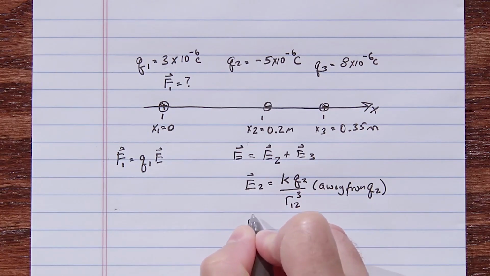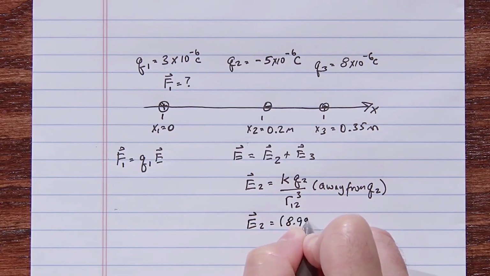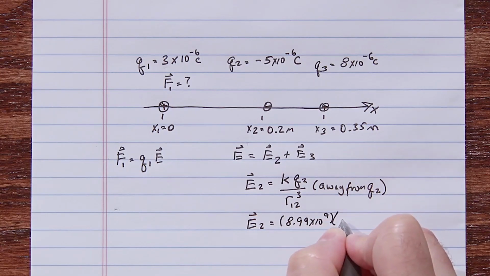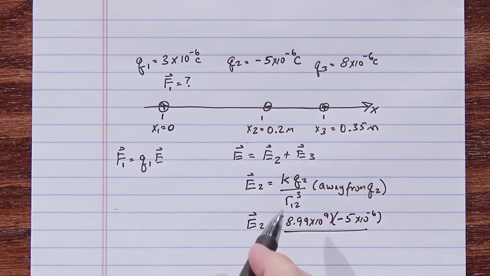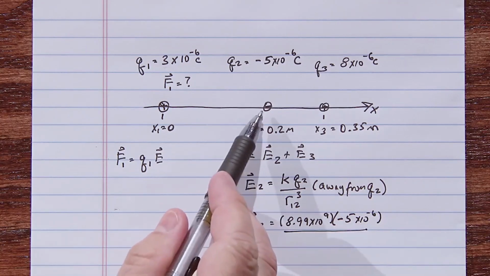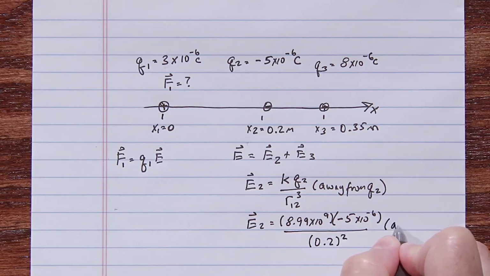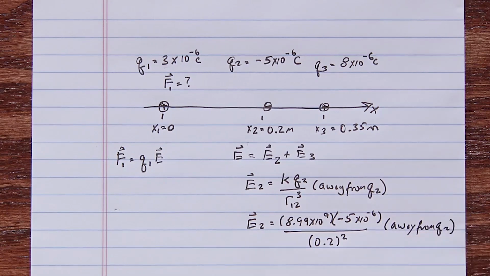Let's put some numbers in there. The electric field from charge 2 is K, which is 8.99 times 10 to the 9 times Q2, which is a negative 5 times 10 to the minus 6, divided by the separation between charge 2 and charge 1 squared, which would be 0.2 squared, away from Q2.